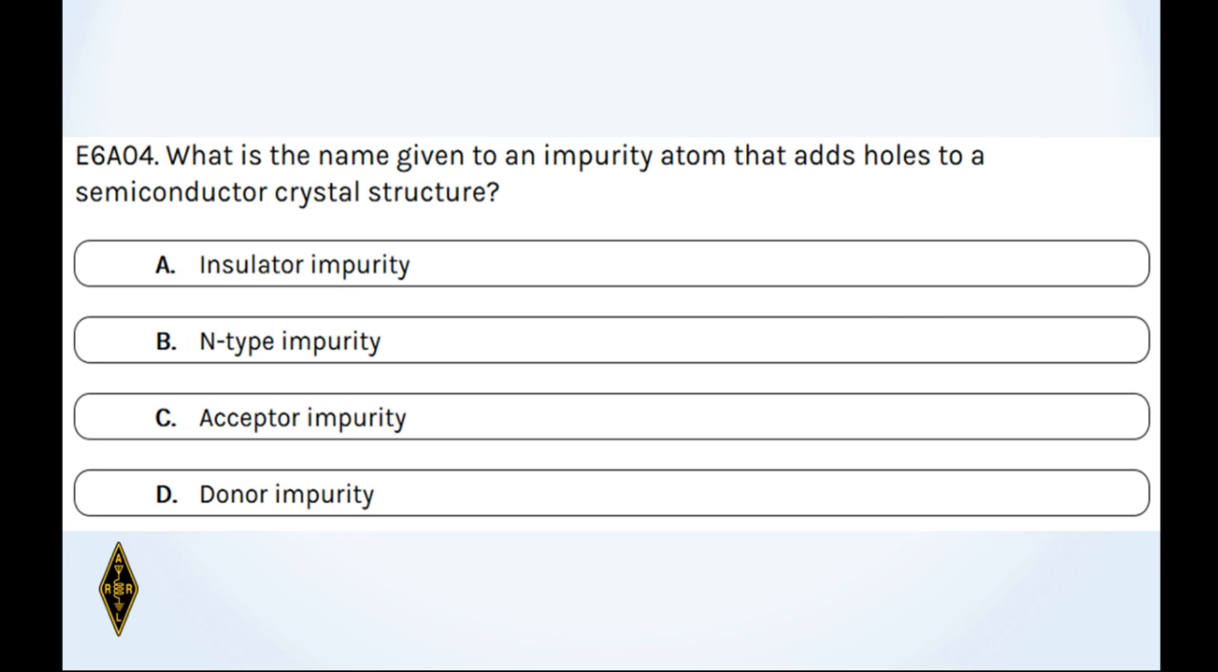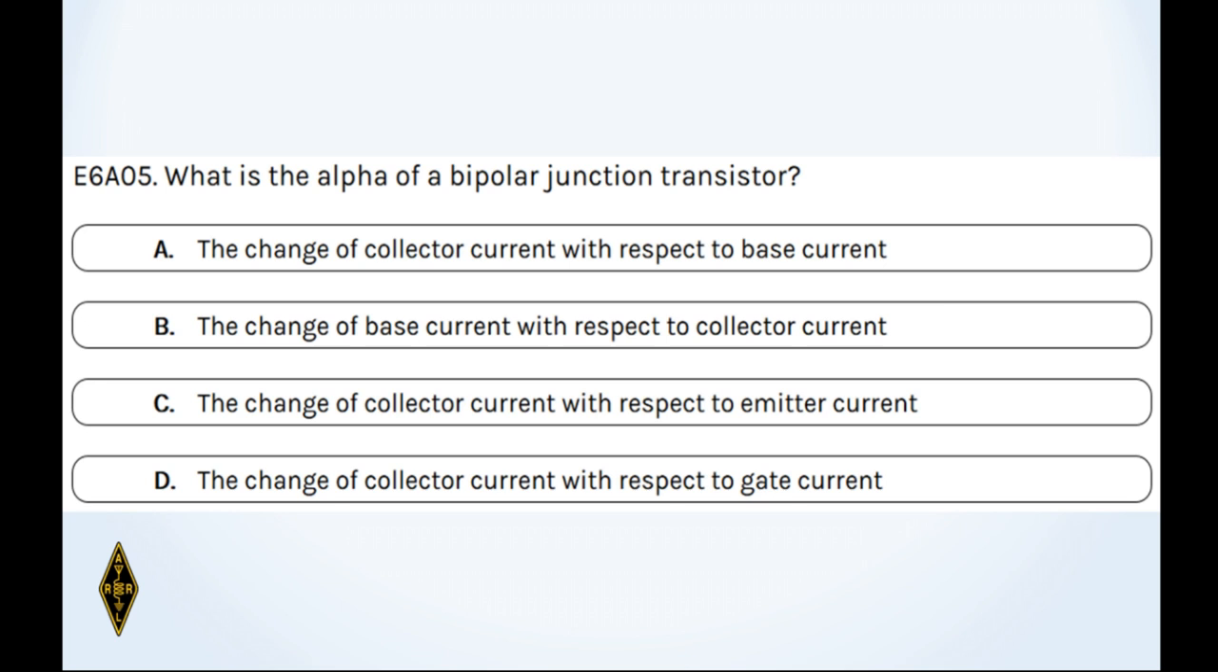So what is the name given to an impurity atom that adds holes? A hole, so that's an acceptor. Think about it from the point of view of electrons. If you're adding holes, you're accepting electrons. So acceptor adds holes. And what is the alpha of a bipolar junction transistor?